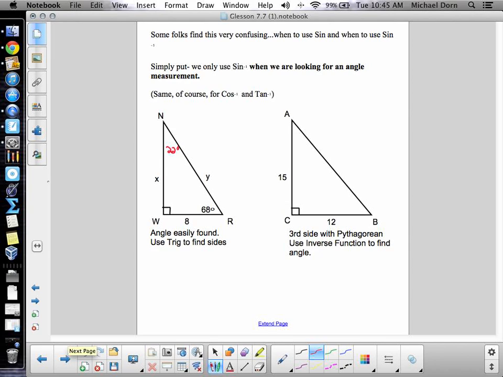And even easier, I can say in a right angle triangle, these two angles have to be complementary. They have to add up to 90. So I don't have to go to 180. I can just take 68 plus what is 90. That's all we have to do.